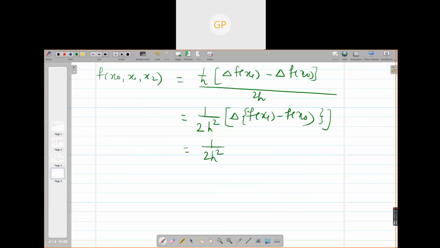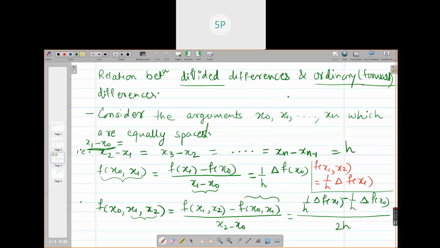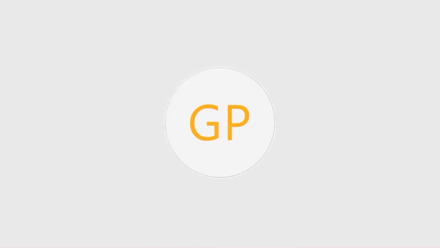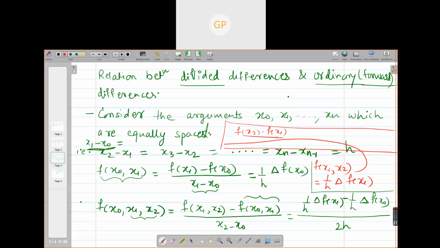Ma'am, how will 1 upon h come? For x1 minus x0 we wrote 1 upon h. So what will f of x1 x2 be? Tell me, Bipashini. This will be f of x2 minus f of x1 divided by x2 minus x1. So this will be again delta f x1 divided by h. x2 minus x1 is h. Right?